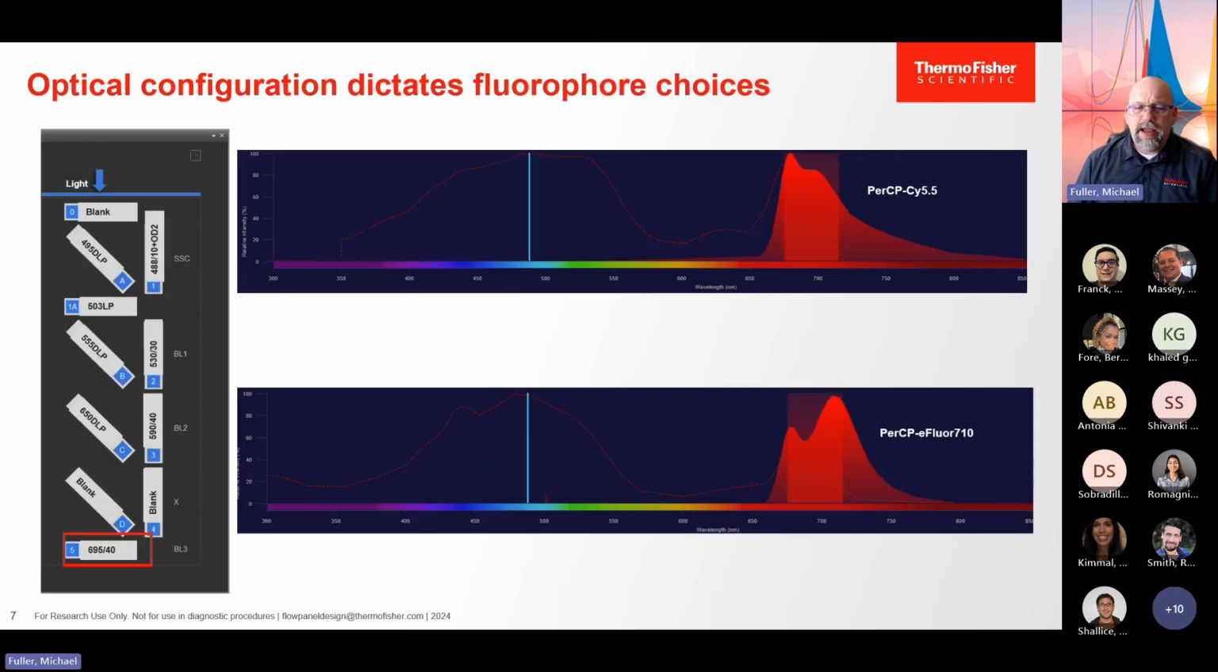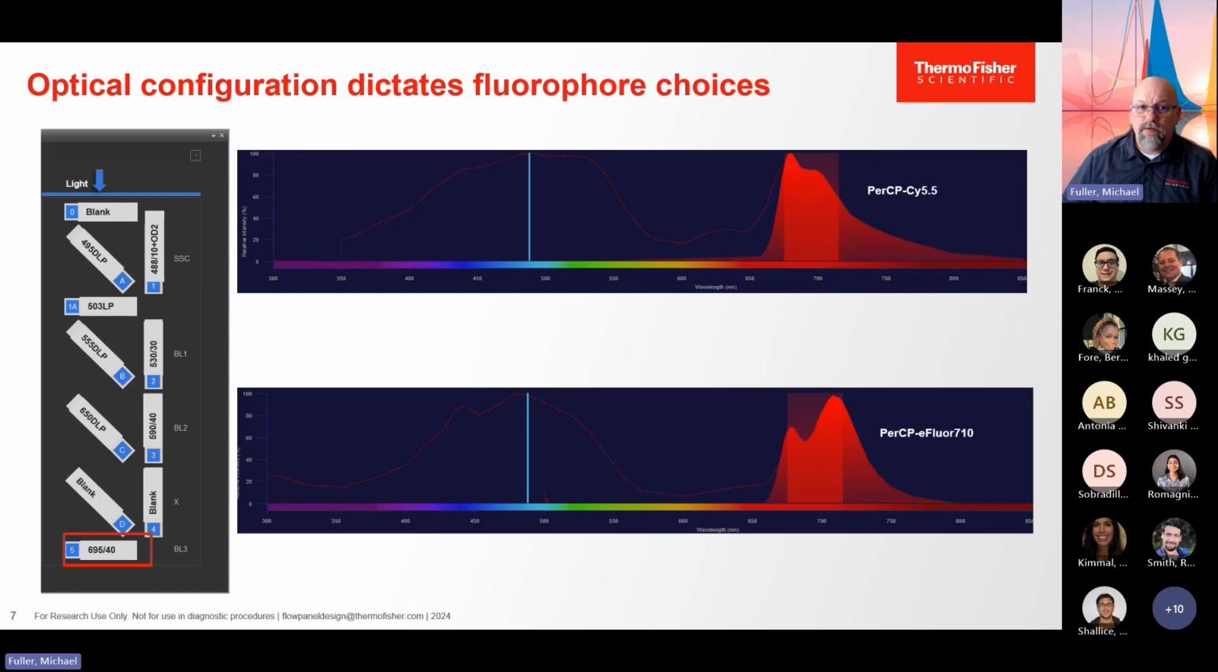So with this information, we can begin to build our panels and choose fluorochromes. Focusing in here on this BL3 detector off of the blue laser, we have this final bandpass filter down here of 695/40. That will allow through all light of wavelength range between about 675 and 715. With that knowledge, we can then find fluorochromes that will work with this.